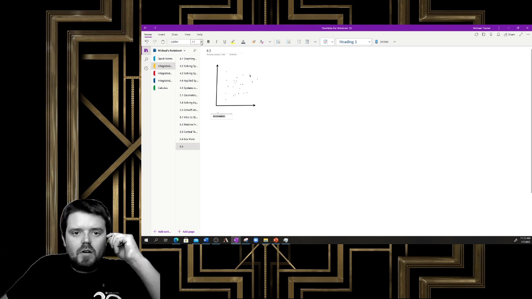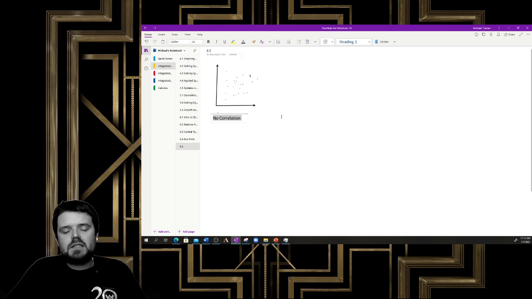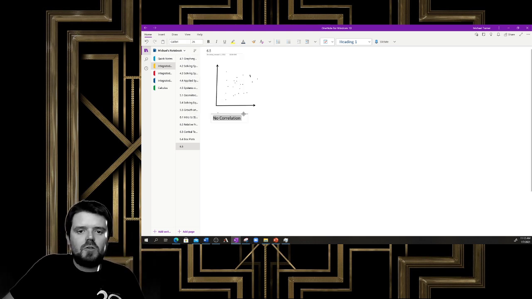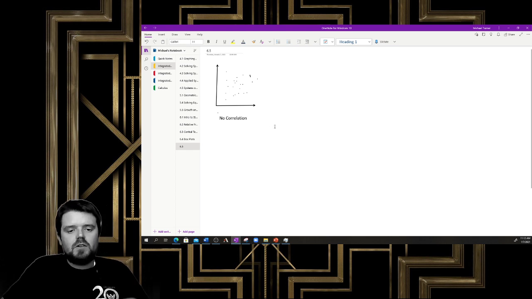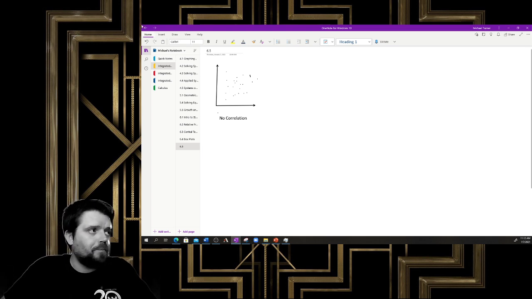Now, on a graph, typically you'll have labels here. So it might be comparing something like shoe size to the amount of time that you spend on video games, right? Two variables that have no relationship, one does not affect the other, and so that is an example of no correlation. That is something that you could be asked to show on a test, give an example of no correlation, for instance.